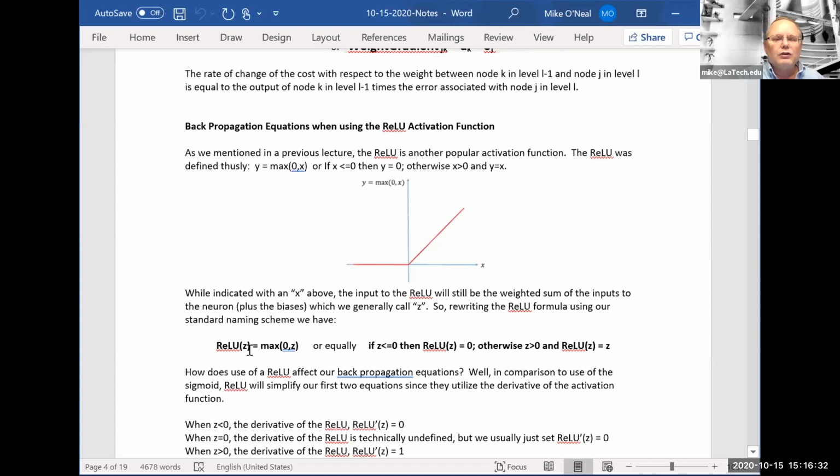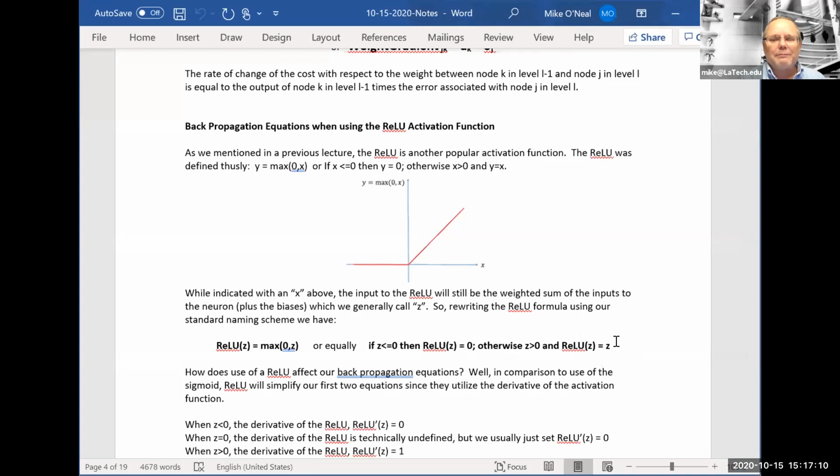So ReLU of Z, we're still going to compute a Z, which is going to be the weighted sum of our inputs plus our biases, right? That'll still be the same Z that we were using before, but the ReLU of that is going to be max(0, Z), or you can write it as an if statement if you feel more computer science oriented. If Z is less than or equal to 0, then the ReLU of Z is 0. Otherwise, Z is greater than 0, so the ReLU of Z is just Z.